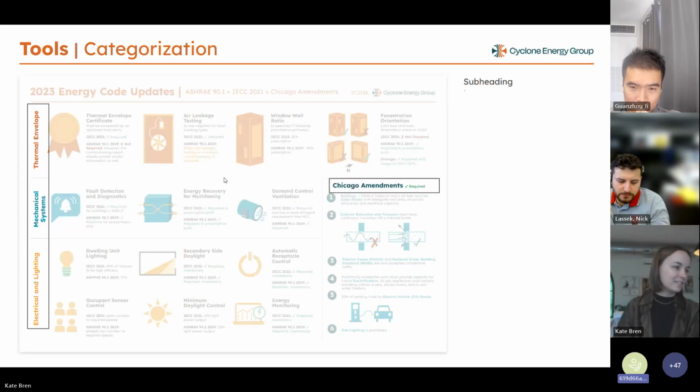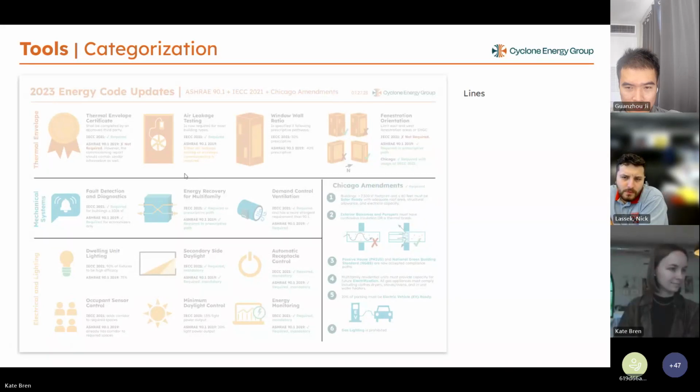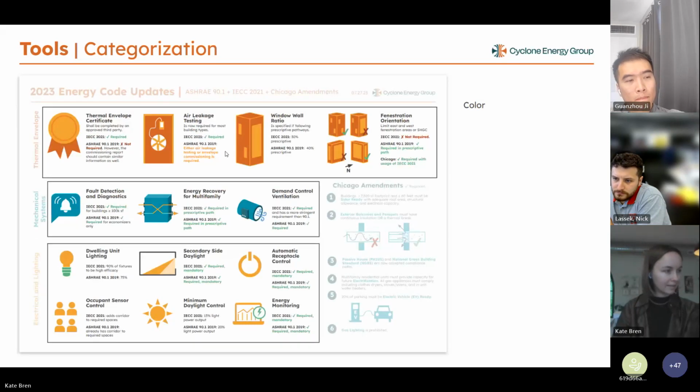Okay, so categorization here is shown in a few different ways. The first is through these subheadings. So these signal that there are several different categories that we want to talk about. Lines are also helpful in terms of categorization to just distinguish between these different things that we're talking about and create boundaries between them. And lastly, color.